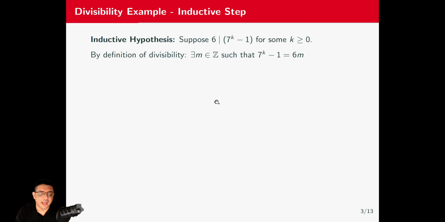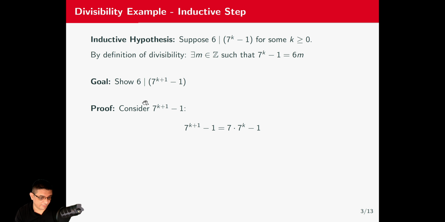Now, the inductive hypothesis. Suppose that 6 divides 7 to the k minus 1 for some k bigger than 0. By definition of divisibility, there exists an integer m such that 7 to the k minus 1 equals 6m. Now, we want to show that 6 divides 7 to the k plus 1 minus 1.